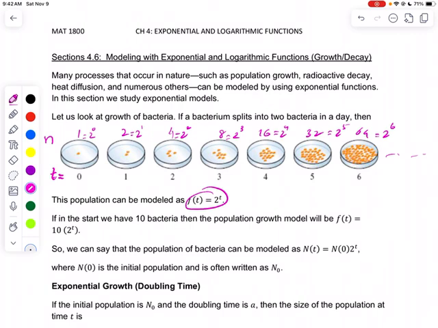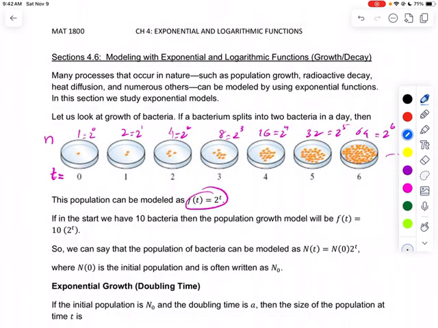Now, if in the start, instead of 1 bacterium, we have some other number, say for example we start with 10 bacteria, then the population growth model can be written as f of t equal to 10 times 2 to the t. Why? Let me put the numbers here with a different color. In the first model, n of 0, at time t equal to 0, we had 1. Now if we have n of 0 equal to 10, meaning the initial population is 10, then what will happen?